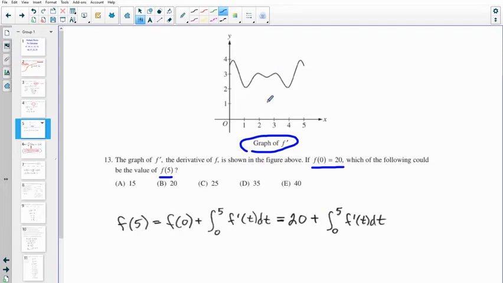Well, I know that it's positive everywhere, and I'm going to go like this. I'm going to say that it's at least a height of 2. So I know that the value of this has to be at least 10. The area of this rectangle is 10, and that's definitely an underestimate because there's part of this region that's lying above it. So it must be at least 20 plus 10, which means I can rule out all 3 of these.